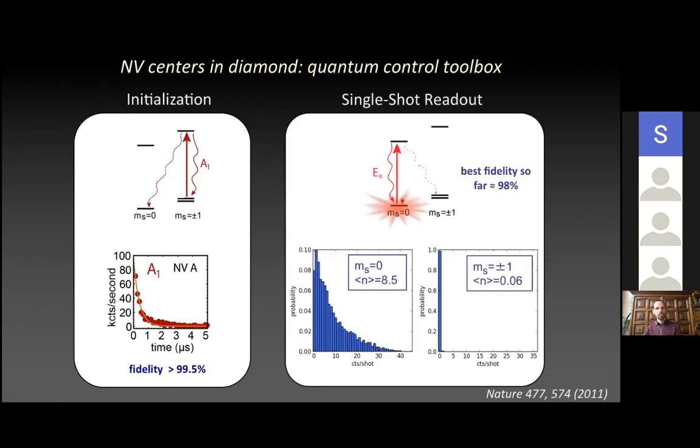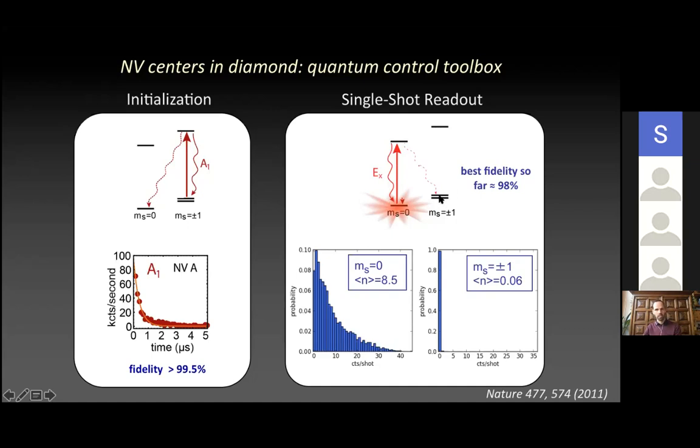Now for the readout, we actually use the cycling transition, and we use the idea of state-dependent fluorescence. So we basically turn on this laser for some time. And the idea is that if we are in the MS=0 state, we are cycling through this transition, photons will come out, and we should be able to detect at least one of these photons. And conversely, if we don't see any photons, we say the state was MS=+1 or MS=-1.